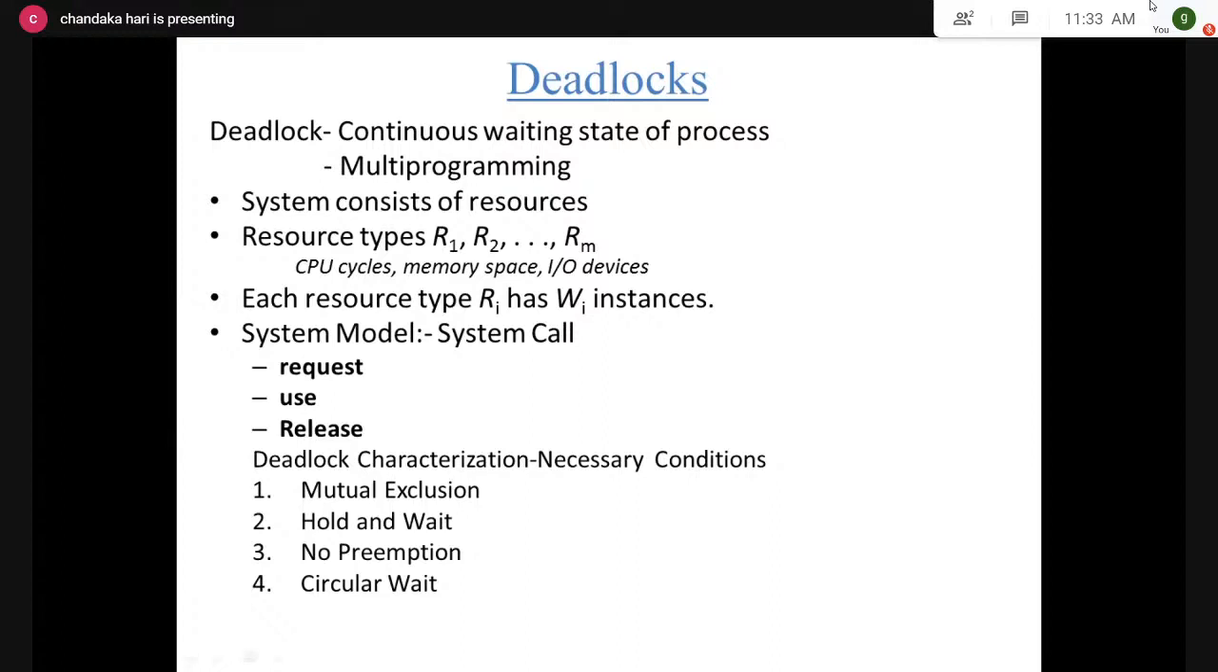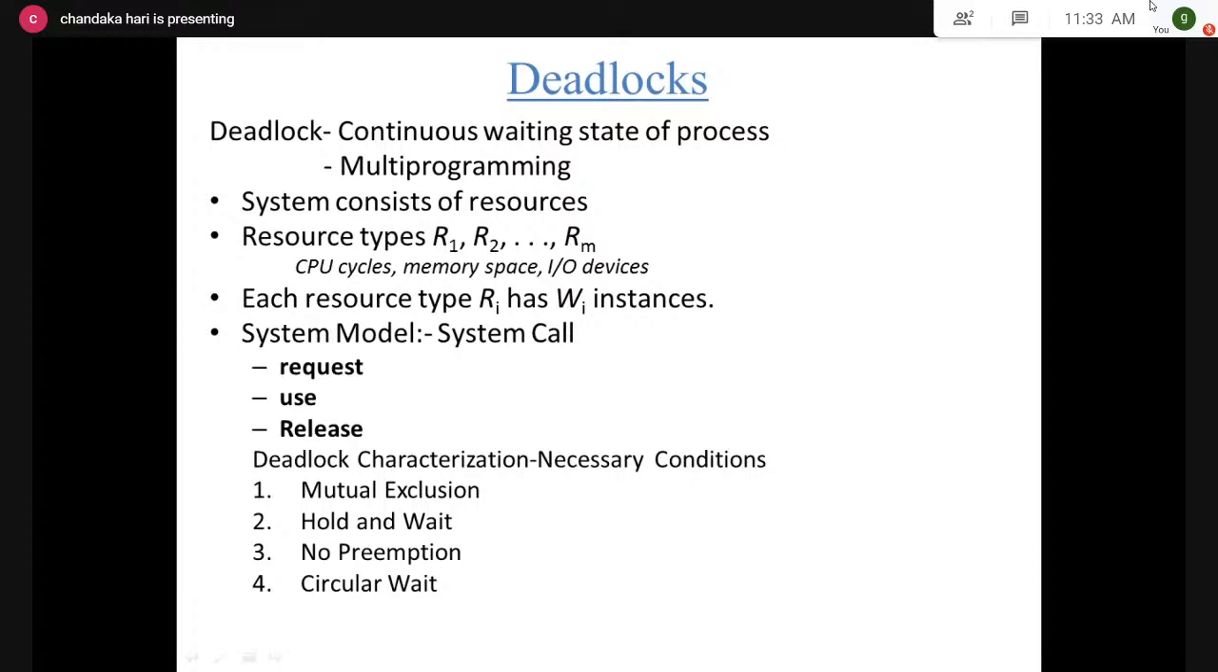Let us take another example: deadlock with different resource types. My computer is equipped with two resources, one tape drive and one printer. There are two processes running, P1 and P2. In order to execute, process P1 requires a tape drive and a printer. Process P2 also requires a tape drive and a printer.